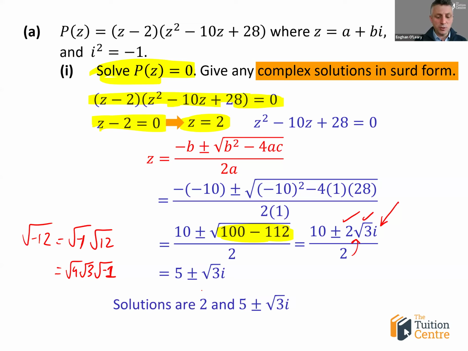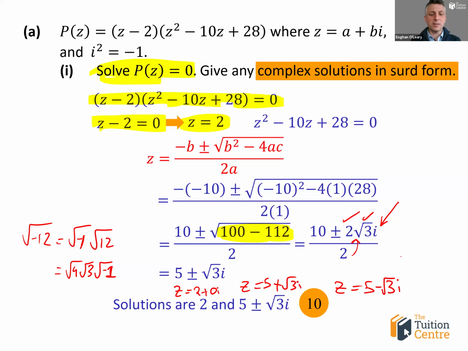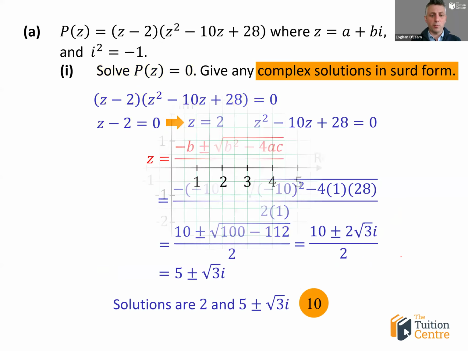So you could say the solutions are 2, and you can say if you want 2 plus 0i. So we could say z is equal to 2 plus 0i, z is equal to 5 plus root 3 i, and z is equal to 5 minus root 3 i. And those are your 3 solutions. So that's 10 marks, and I think, relatively straightforward.